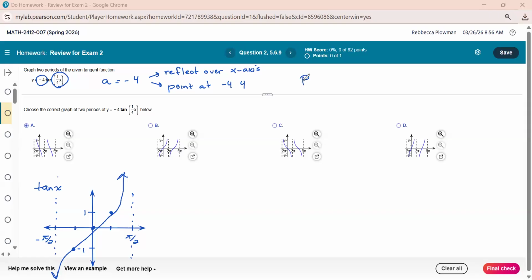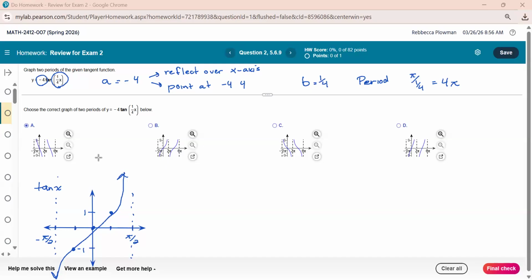We also know that the period, so the B of this, is going to be 1/4. So we know the period is going to be pi over 1/4, which is going to simplify into 4 pi. Okay, so using what we know, get a general idea of what we should be seeing.